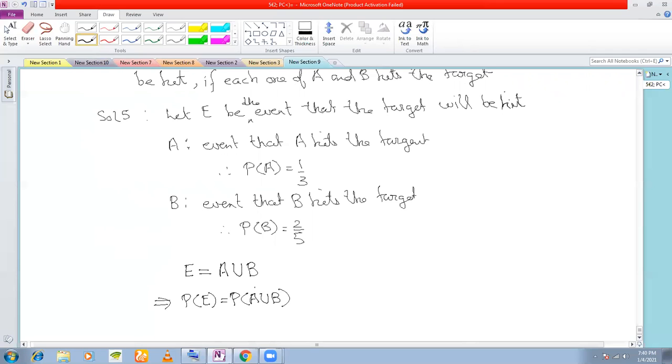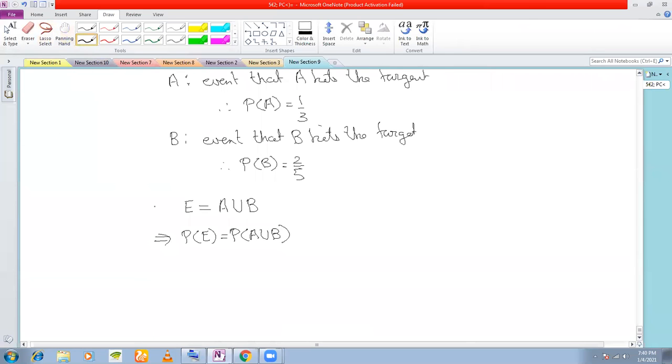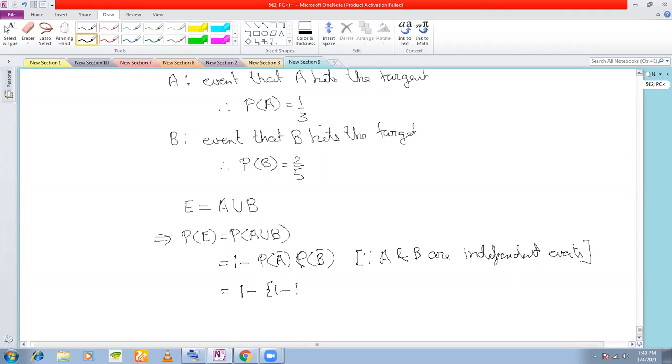Now A and B are both independent events, right? So I can write this as 1 minus P(A bar) into P(B bar), from the problem type 1 formula, if you remember, since A and B are independent events. So 1 minus what is P(A bar)? P(A bar) is 1 minus P(A), and P(B bar) is 1 minus P(B). That's it. Put the values.